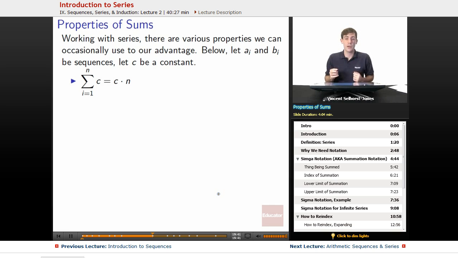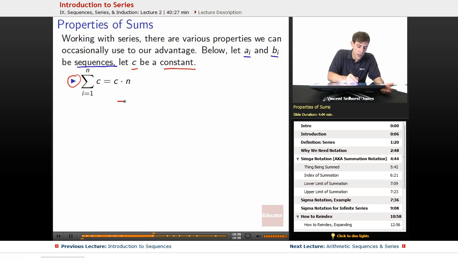So let's look at some properties of sums. Below, let a_i, b_i be sequences, so they're things that are allowed to change, but c will simply always be a constant. Our first one is that the sum from i equals 1 to n of c is equal to c times n. Remember, c is just a constant.